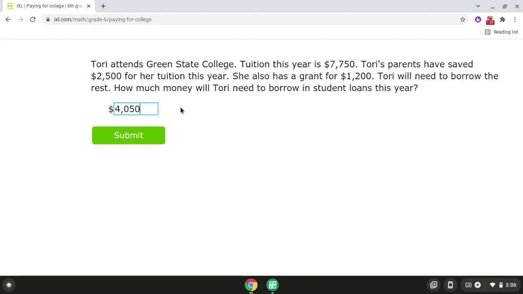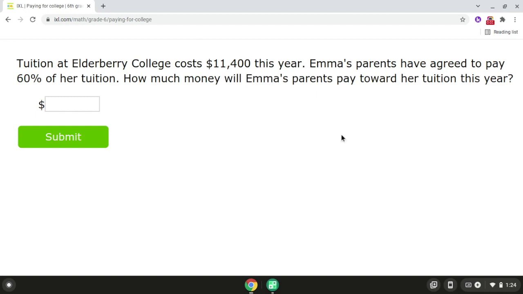Now we're going to be moving on to problem number 5, which is the final problem in this video. Alright, so problem number 5 is telling us that tuition at Elderberry College costs $11,400 this year. Emma's parents have agreed to pay 60% of her tuition. How much money will Emma's parents pay toward her tuition this year?